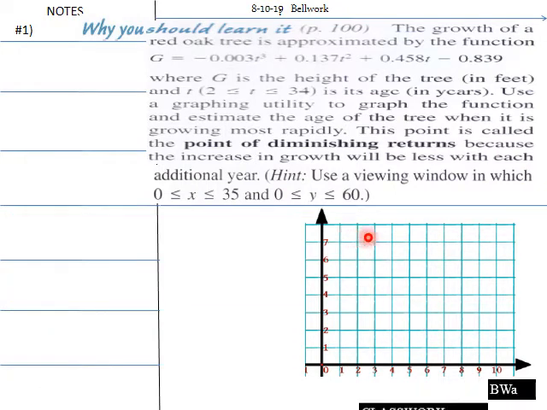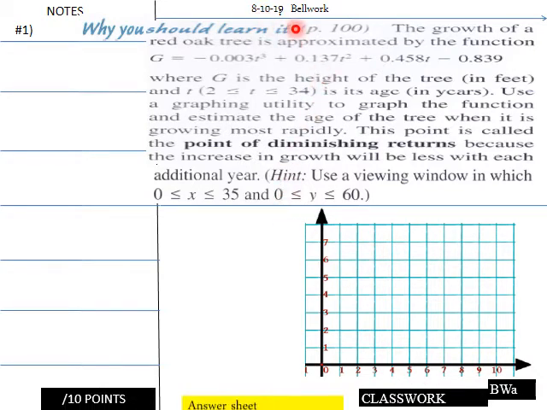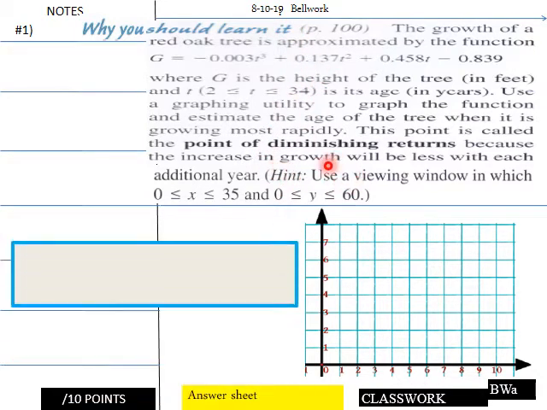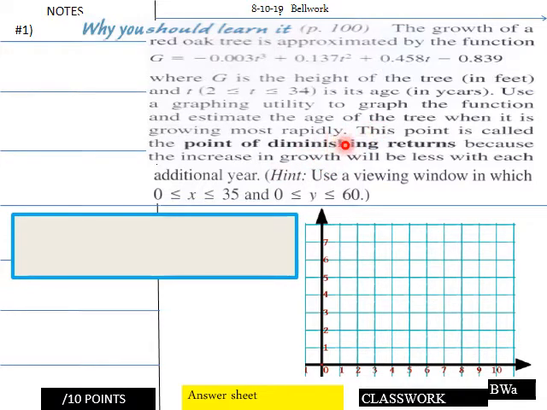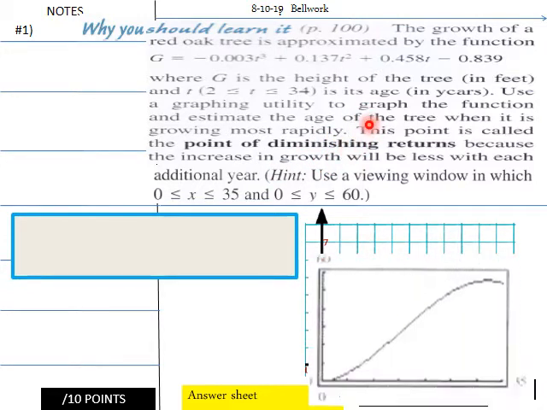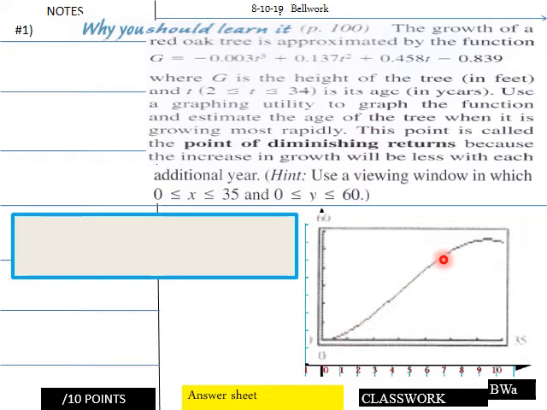Okay, welcome back for the solution to our bell work today, and we're going to estimate the most rapid part of the growth, and it's up to you. It seems like actually here is the most rapid growth area. Point of diminishing returns will be 15.2, 27.3. So that would be over here somewhere, 15.2, 27.3. That would probably be the vertex. That would be right here.